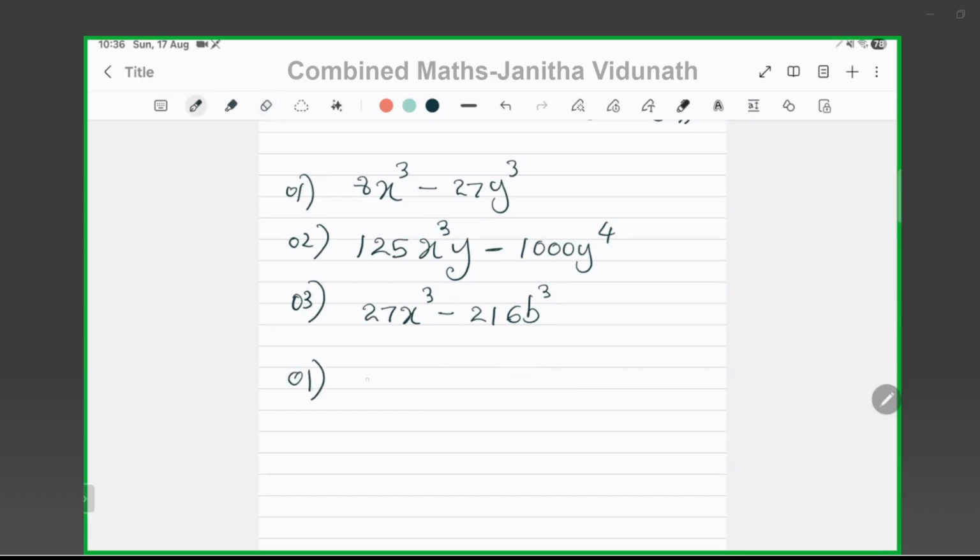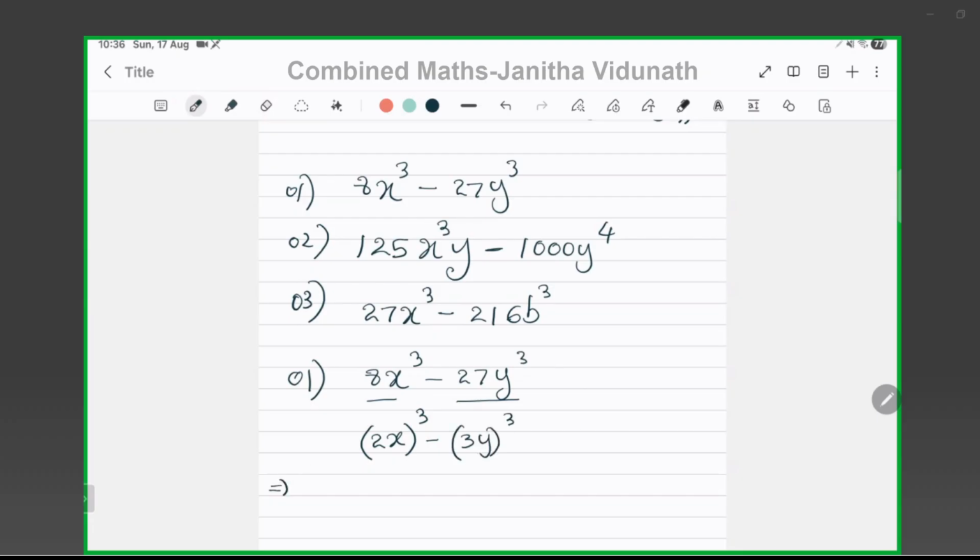Our first question is 8 times x cubed minus 27 times y cubed. Here there is no common term for these two terms. And we know that 8 times x cubed means (2x) to the power 3, and 27 is 3 to the power 3. Then 27 times y cubed means (3y) whole cubed.